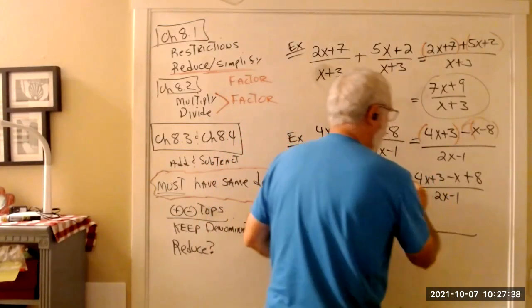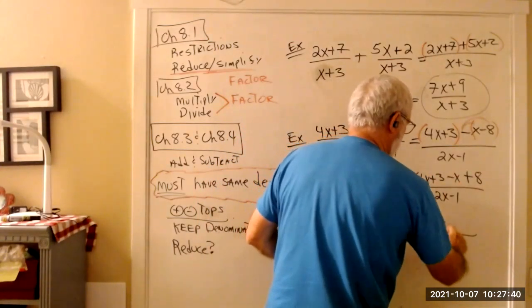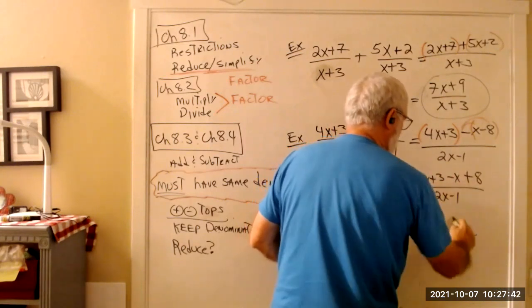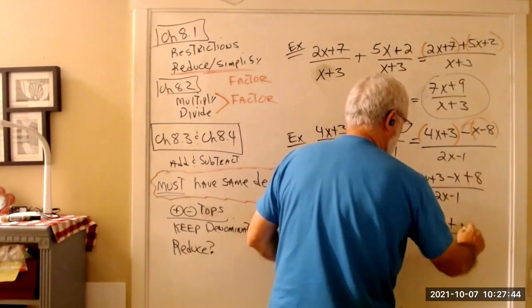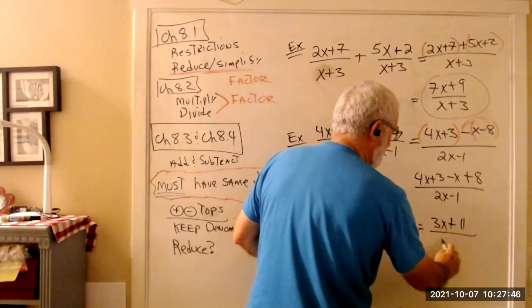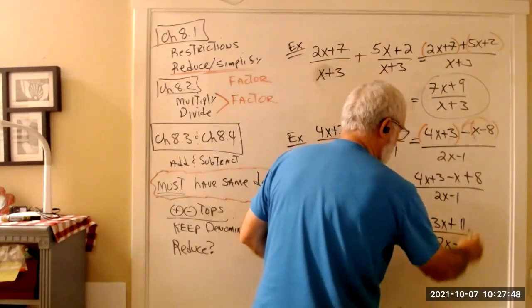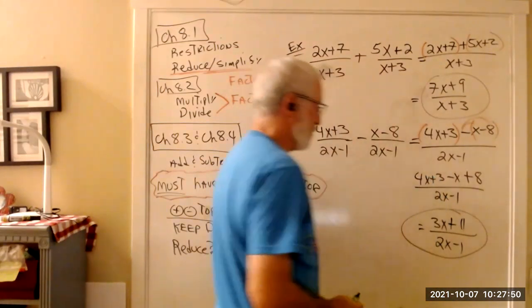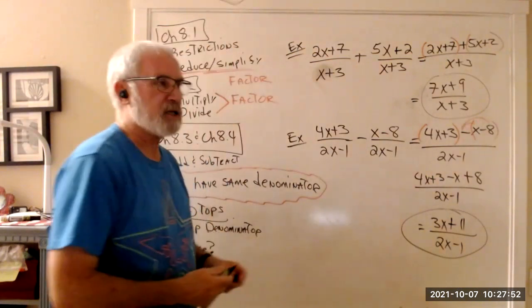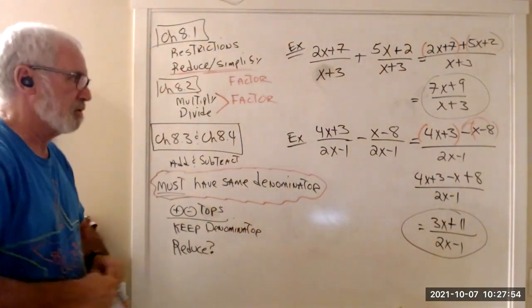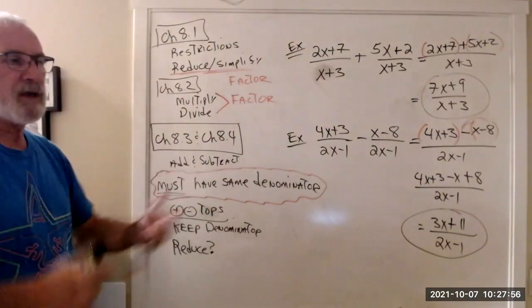Add like terms, 4x take away x is 3x, 3 plus 8 is 11. So plus 11, keep the denominator, 2x minus 1. There's your answer. And again, it does not reduce. This one doesn't. So 2 basic questions.